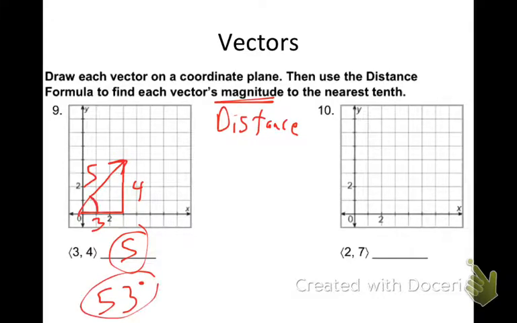Number 10. I have a component form of 2, 7. So over 2, up 7. There's my vector. What is my distance or magnitude to the nearest tenth, Mr. Bennis? Nearest tenth. Yeah. I got 7.3. It's about 7.3. Good work, sir.